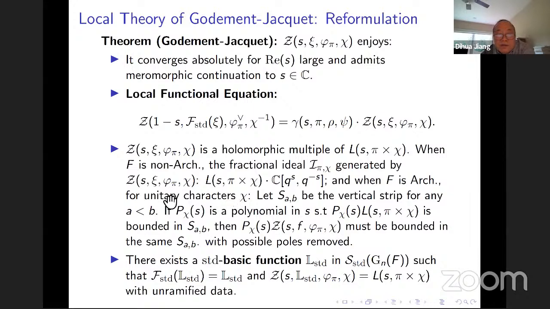And in the Archimedean case, you have the boundedness in the vertical strip, right? So for any unitary character, you have the bounded vertical strip. And then there is a polynomial such that the polynomial also makes the theta function bounded. Yeah, that's Godement-Jacquet theory. And here we have to mention that there is a standard basic function, L standard, inside here, okay? But this function has two properties: the Fourier transform fixes this vector, and then you plug in the theta integral for the unramified data, you get exactly the L-function. Yeah, so that is expected.